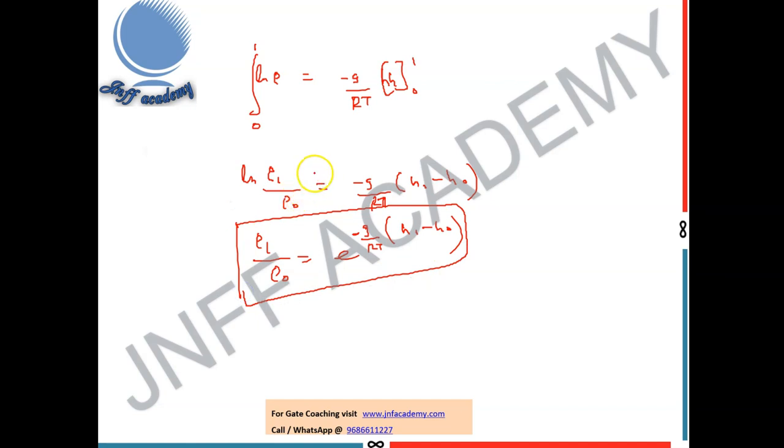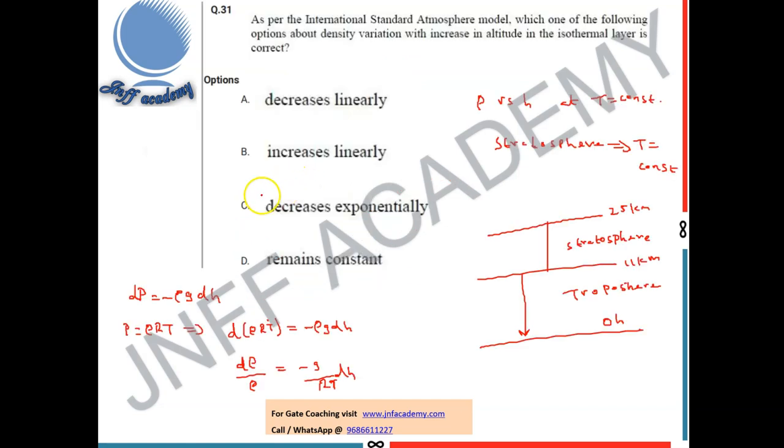This expression will not be true for the troposphere, because in the troposphere we don't treat temperature as constant. Here we treat temperature as constant. So it is exponentially decreasing. So option C is the right answer, decreases exponentially.